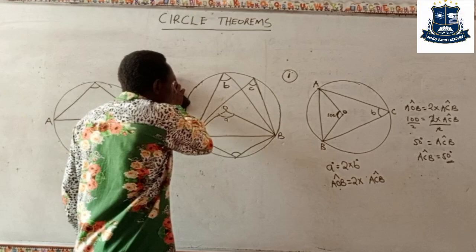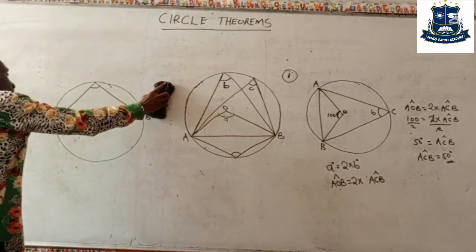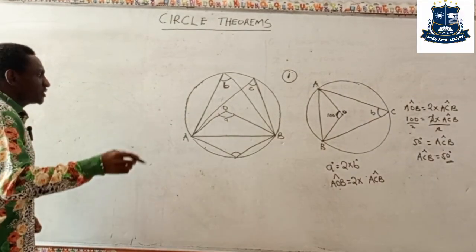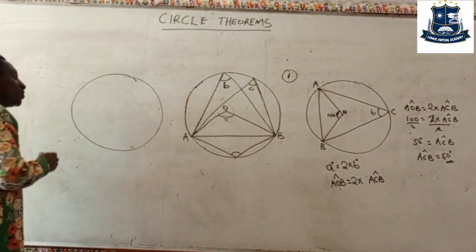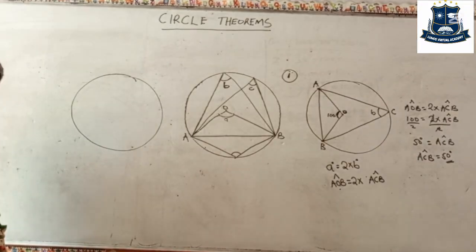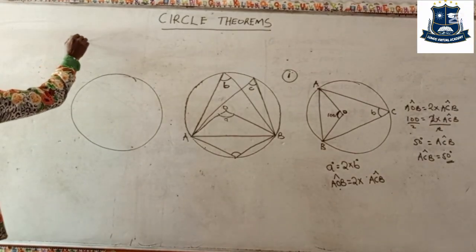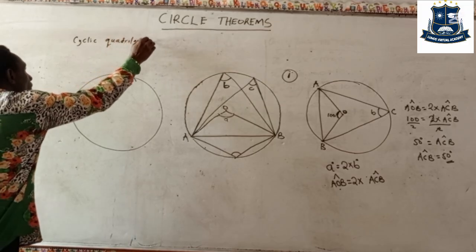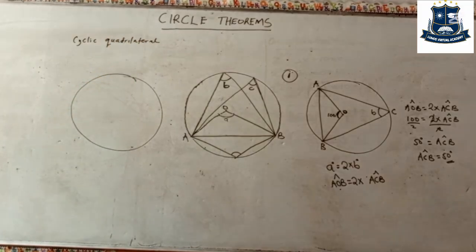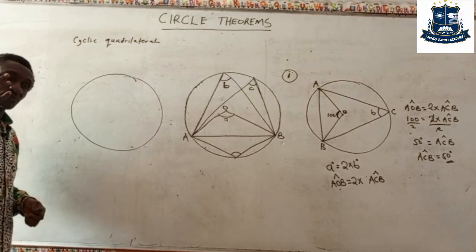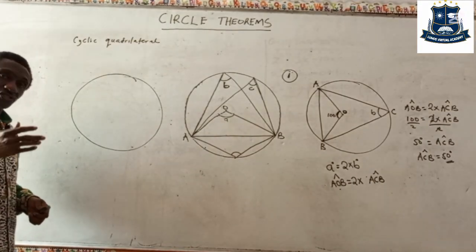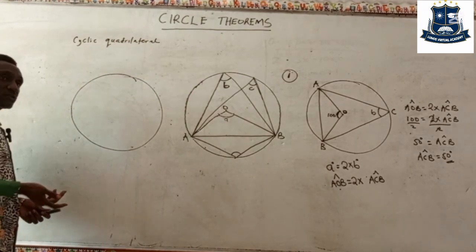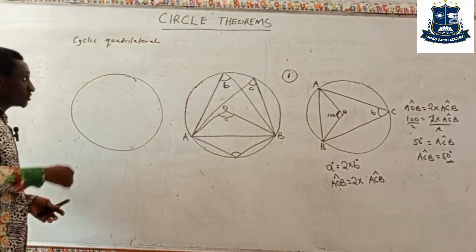Okay. Now the second theorem I'd like us to look at. There's another theorem that tells us that if you have a cyclic quadrilateral, I'm sure you can see a cyclic quadrilateral. A quadrilateral is any shape, a four-sided polygon. Any shape that has 4 sides is a quadrilateral. Okay, so a cyclic quadrilateral simply is a quadrilateral that is inside a circle. So any quadrilateral that's found within a circle is a cyclic quadrilateral.